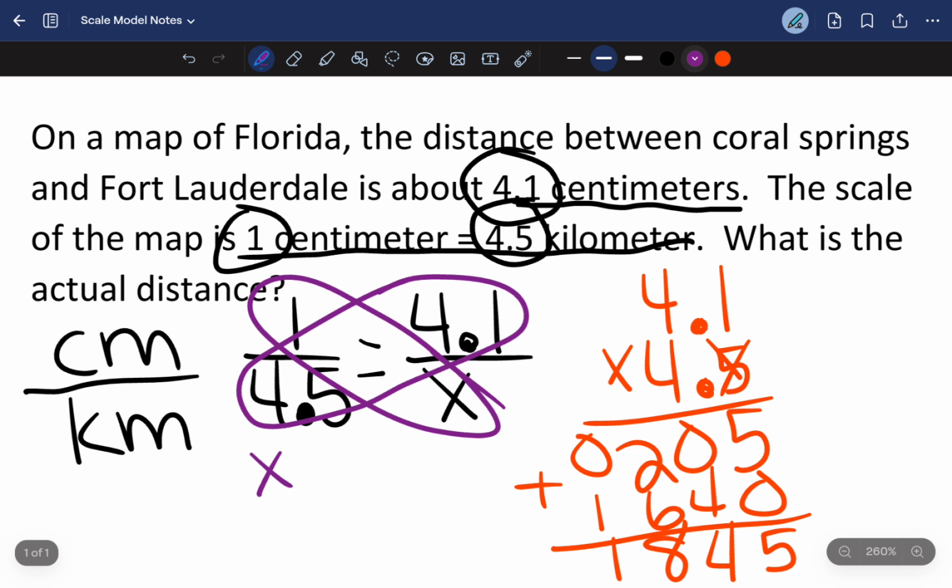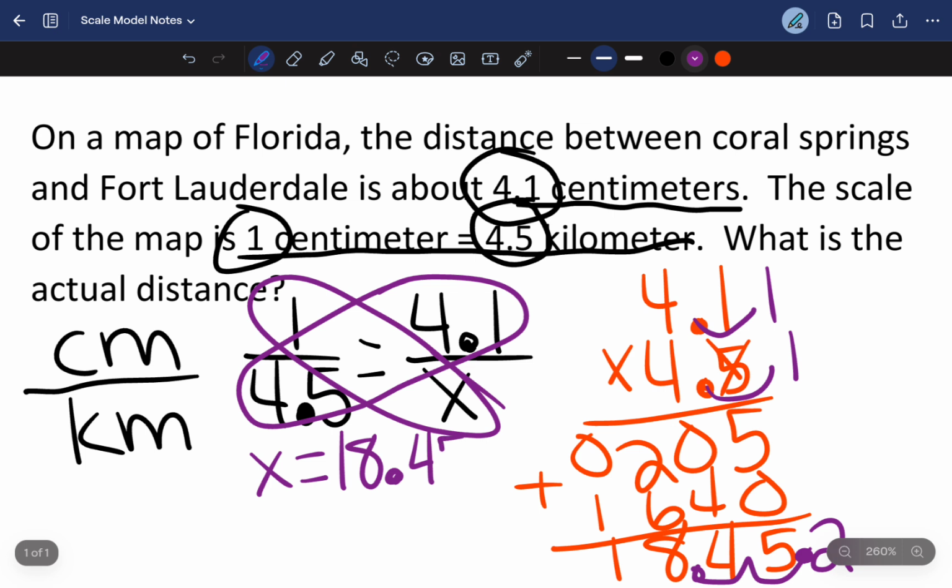Now I'm going to count my decimal places. I have 1 in the first row, 1 in the second row, which gives me a total of 2. So I'm going to start at the back and go once, twice. So that tells me that x equals 18 and 45 hundredths kilometers. All right. Good job on solving proportions from scale drawings.